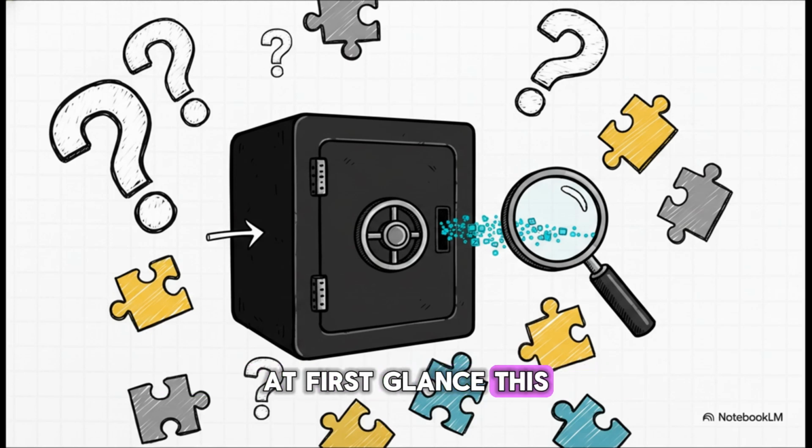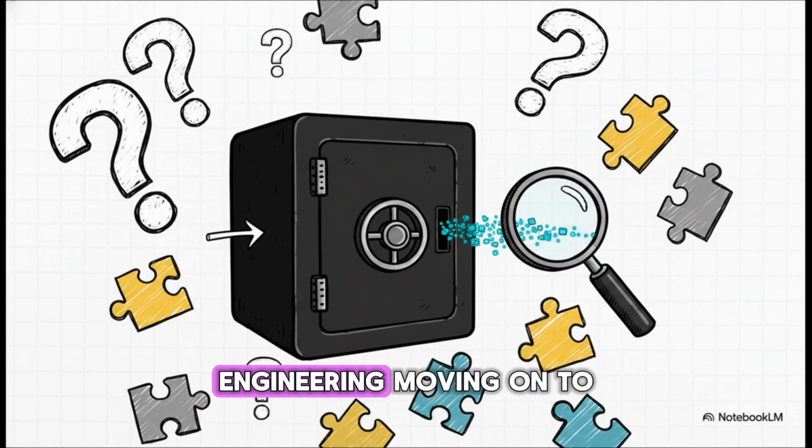At first glance, this feels like total defeat. But here's the thing. In the world of red team auditing, a massive lack of context isn't a dead end. It's actually an invitation to start reverse engineering.